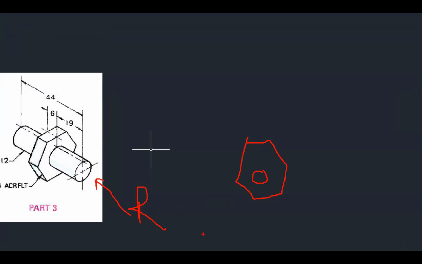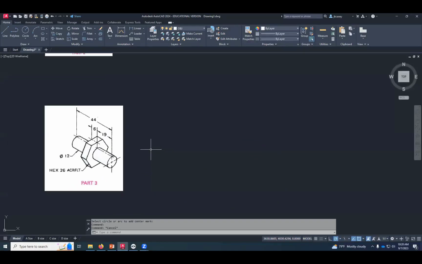So let's create this. I'm going to start with the circle. And I'm just going to put it over here a little further to the right. And I'll use the diameter option. Make sure you're using diameter of 12. So it should be about that size.